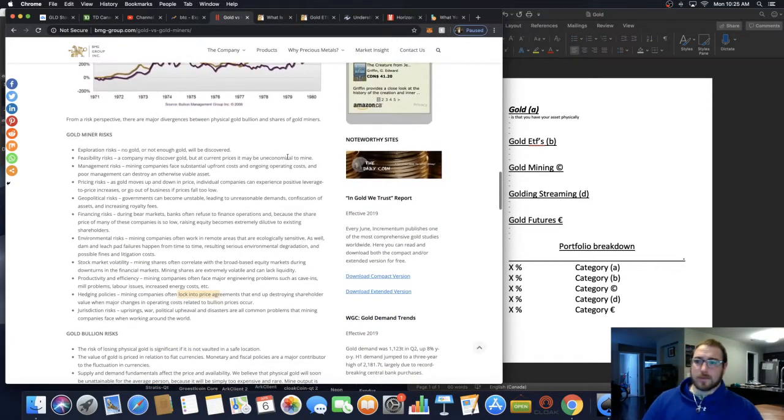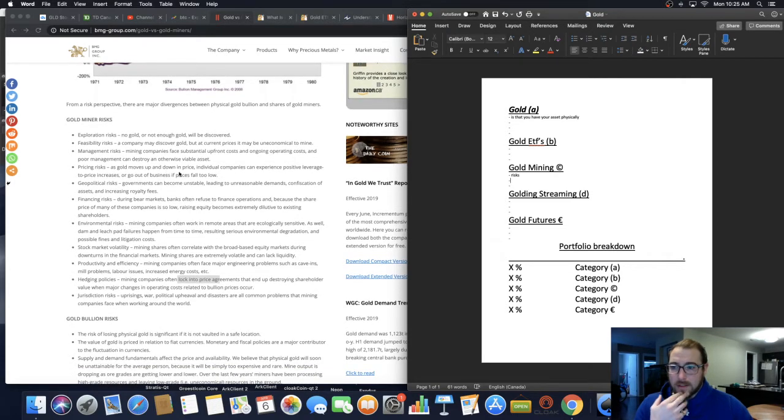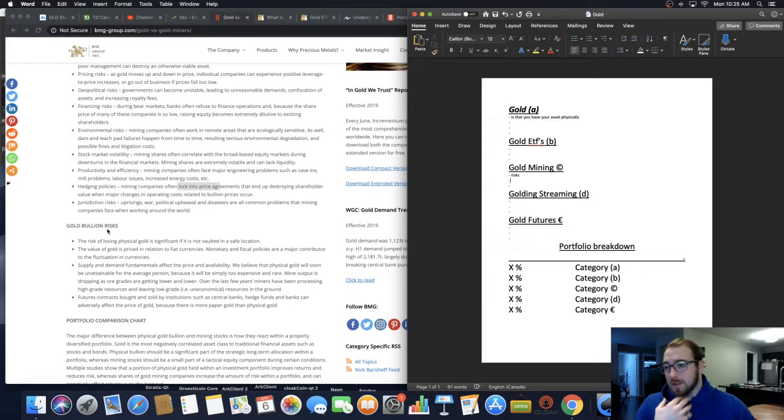All right, so I can just say here, we got risks, right? There's risks. There's definitely a risk, right? What are all these risks? Exploration risks, all these different types of risks here. I mean, I think that's becoming evident. There's a lot of risk that goes into mining. Gold bullion risk. The risk of losing physical gold is significant if not stored in a safe location.